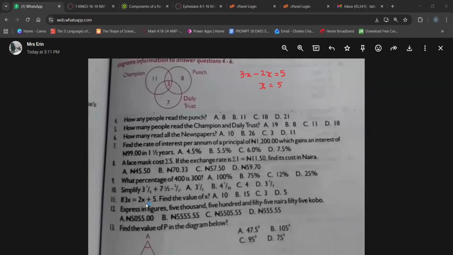The next one, which is number 12. Number 12 is another easy one. Expressing figures. They are given for common answer. Can you see this nursery one question that they're giving you people?